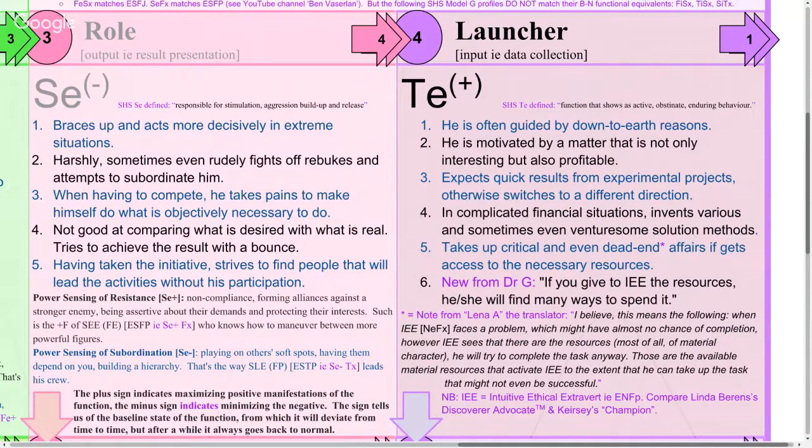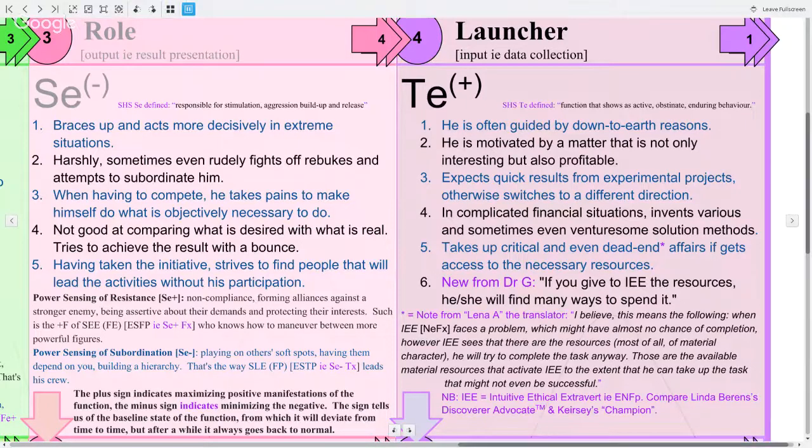Note from Lena A, translator. This is about dead end. I believe this means the following. When IEE faces a problem which might have almost no chance of completion, however, IEE sees that there are the resources, most of all of material character, he will try to complete the task anyway. Those available material resources activate the IEE to the extent that he can take up the task that might not even be successful. IEE equals ENFP. Compare Linda Berens' Discoverer Advocate and Keirsey's Champion.